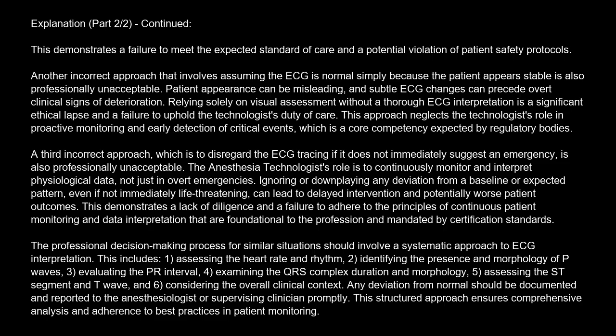The professional decision-making process for similar situations should involve a systematic approach to ECG interpretation. This includes: 1. Assessing the heart rate and rhythm. 2. Identifying the presence and morphology of P waves. 3. Evaluating the PR interval. 4. Examining the QRS complex duration and morphology. 5. Assessing the ST segment and T wave. And 6. Considering the overall clinical context. Any deviation from normal should be documented and reported to the anesthesiologist or supervising clinician promptly. This structured approach ensures comprehensive analysis and adherence to best practices in patient monitoring.